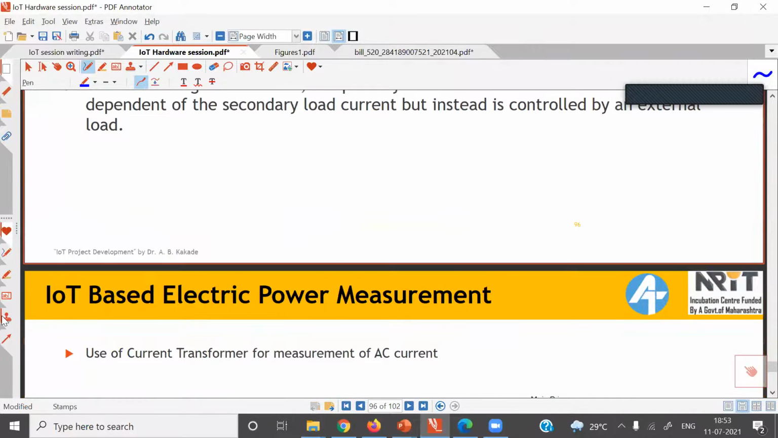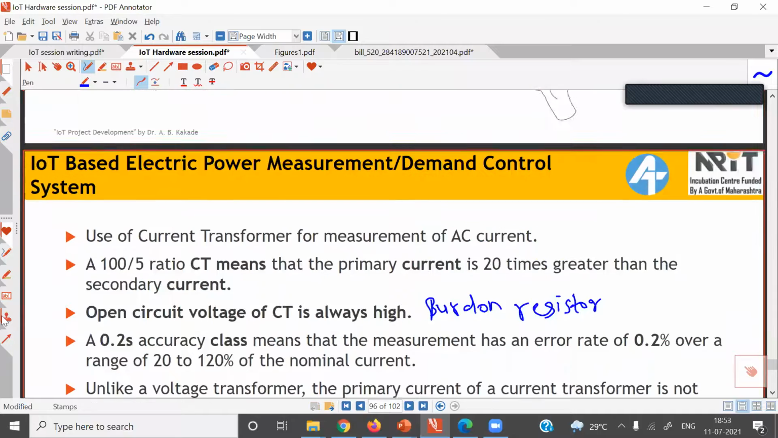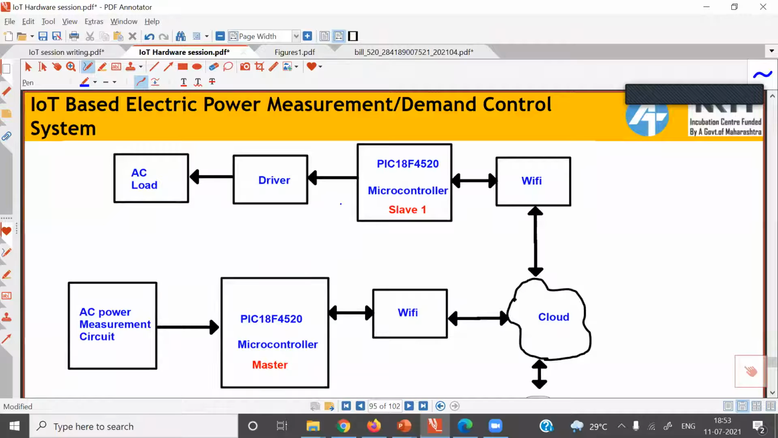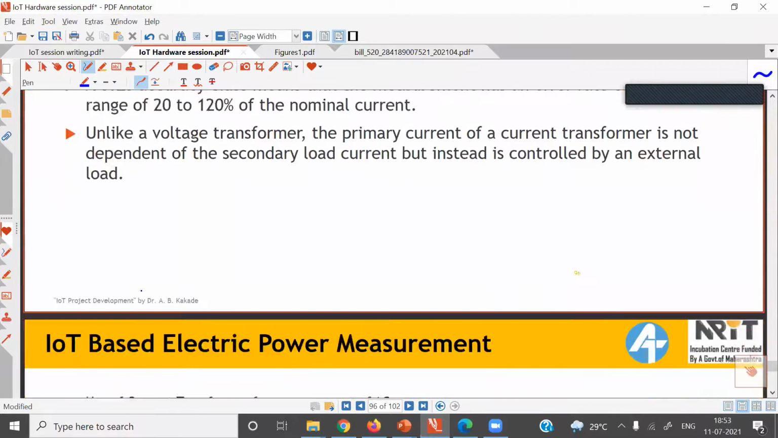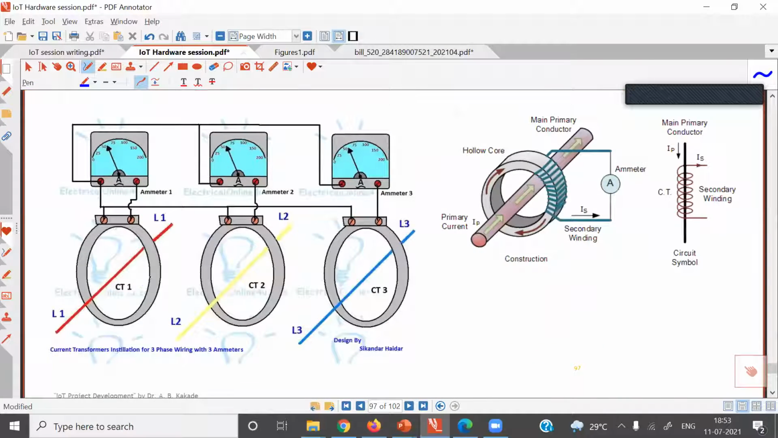Now, how to implement this project? Let me quickly explain how to implement this project. At the master side, you must have AC power measurement circuit, and to measure the AC power, you need to measure current and voltage, both. Voltage measurement is very easy. For current measurement, you require 3 CTs, 3 CTs for 3 phases, R phase, Y phase and B phase. So you have here R phase, Y phase and B phase.